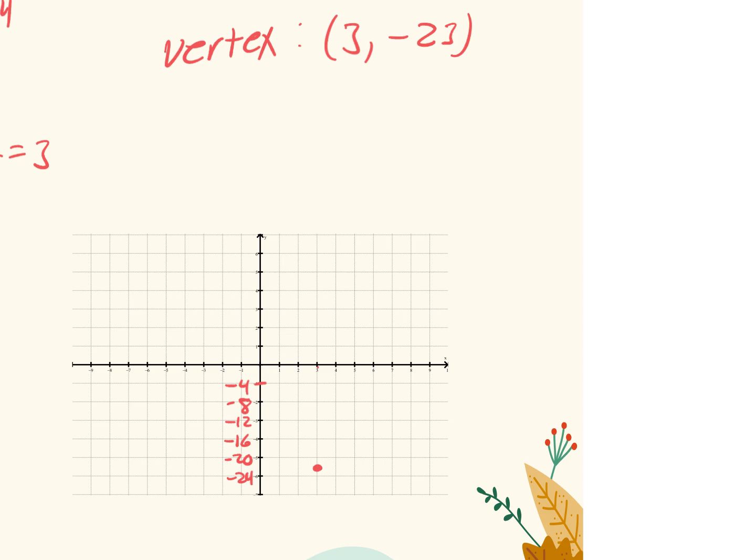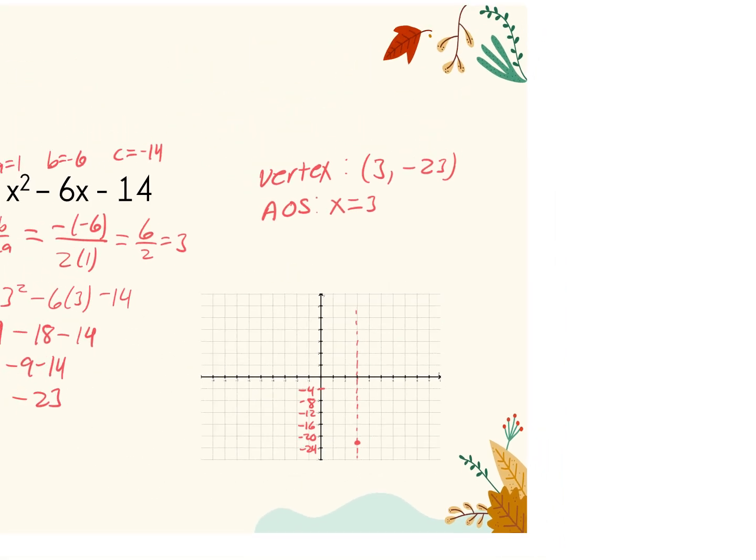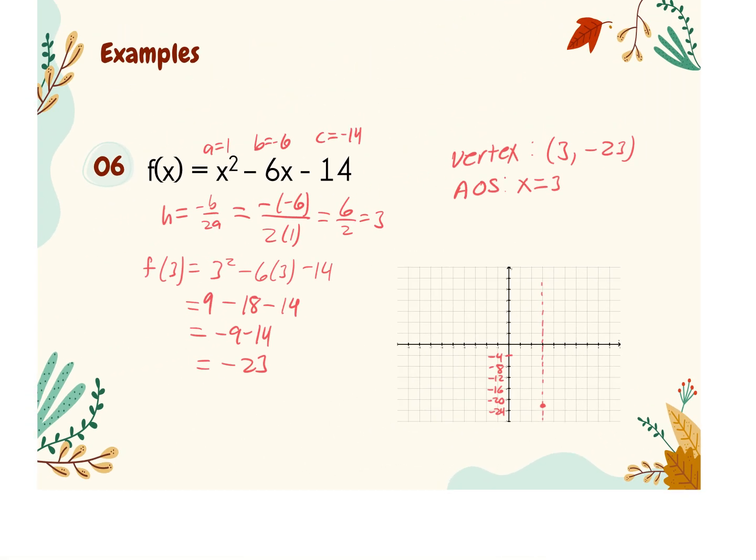So that's our vertex. And then, like I've been saying before, we can immediately, from this, find our axis of symmetry. It's going to be x equals our x-coordinate of our vertex, which is going to be 3. So x equals 3. All right, and that's this imaginary line right here that splits our parabola in half. All right, and now I want to find another point.